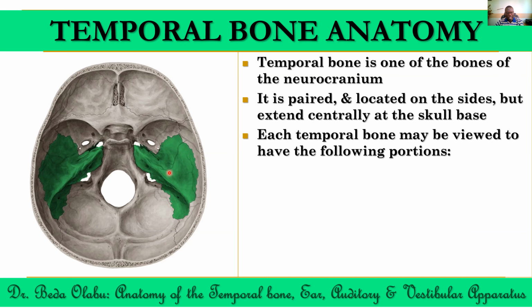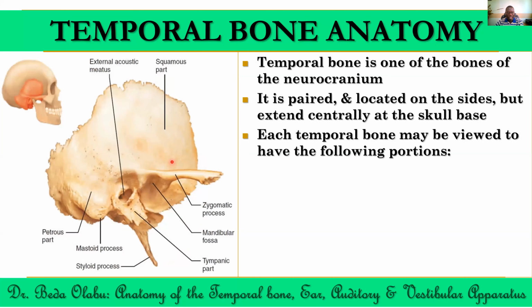Each temporal bone can be viewed to have a number of parts. Let's talk about the parts. So there's a squamous part of the temporal bone, which is this part here. We have the zygomatic process of the temporal bone. Morphologically, the squamous part and the zygomatic process are one, because there's no suture separating the squamous part from the zygomatic. So morphologically, the two are actually one. I like discussing them separately because they look different.